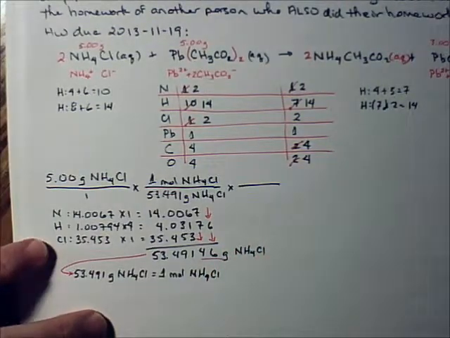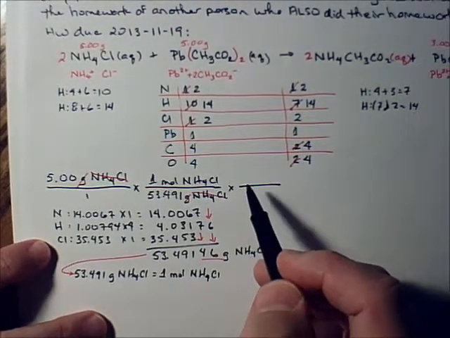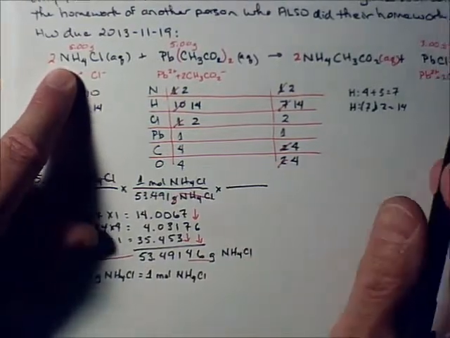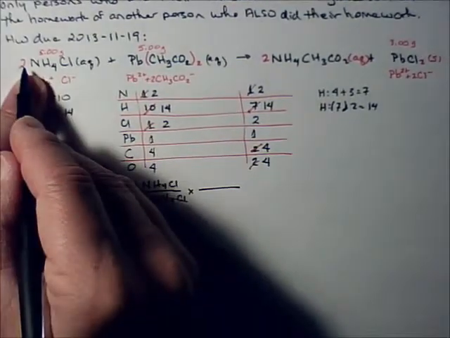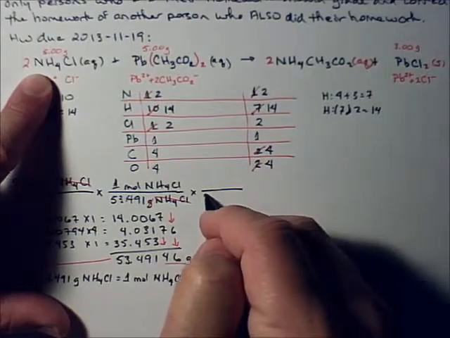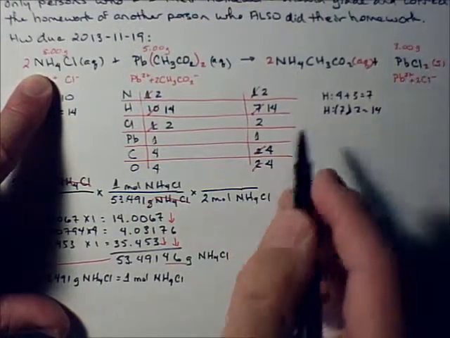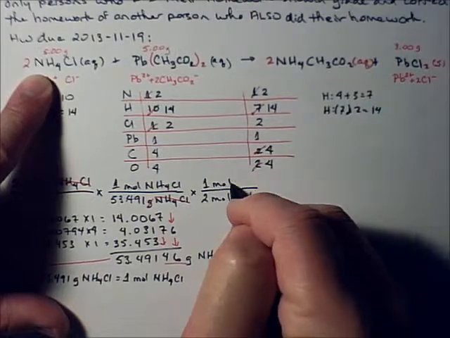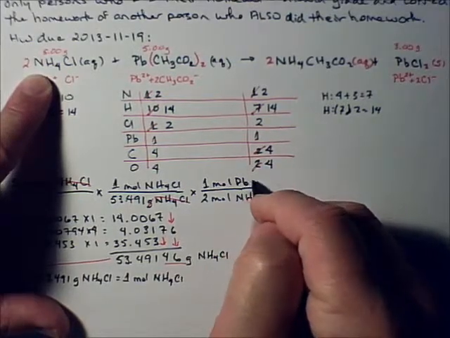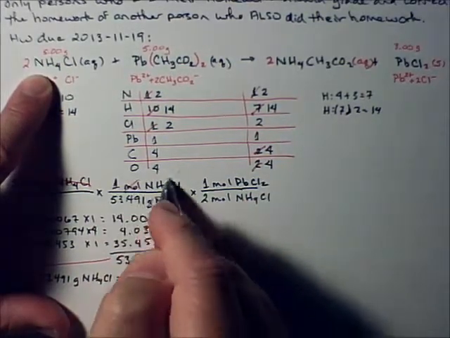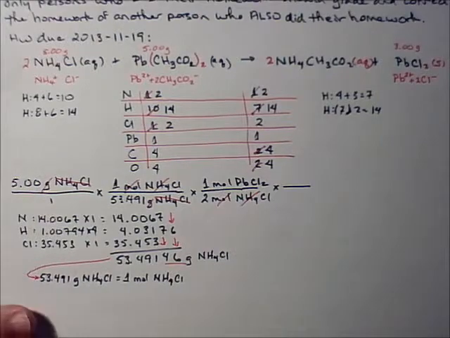Now, I want to cancel what I can cancel. And I want to get the molar ratio now. The molar ratio comes from the balanced equation. I'm starting with this species and ending with this species. So that's a 2-to-1 ratio. I'm going to put 2 moles, 2 from the coefficient, 2 moles of ammonium chloride down here. And 1 mole of lead 2 chloride on the top, because there's an implied coefficient of 1 in front of the lead 2 chloride. And now we can cancel these units and species. And we need to get the molar mass of lead 2 chloride to get back to the mass of that.